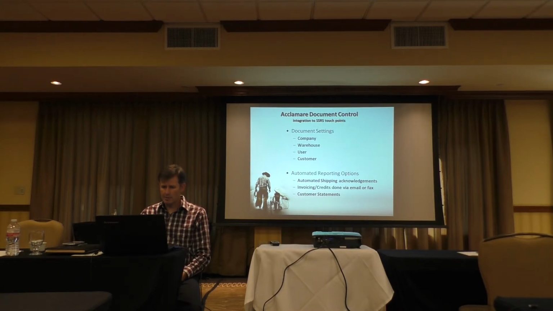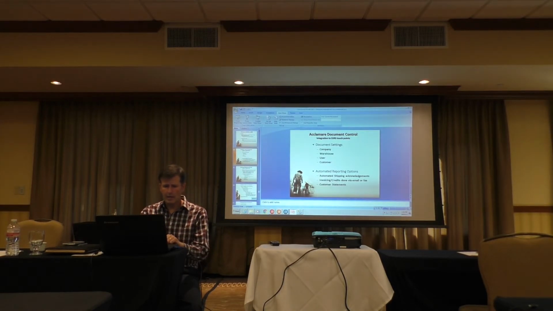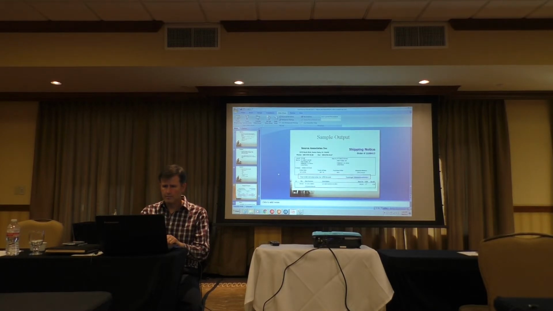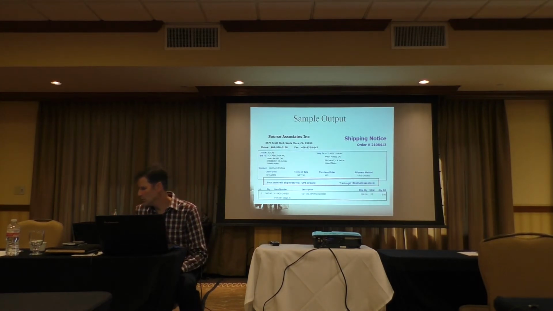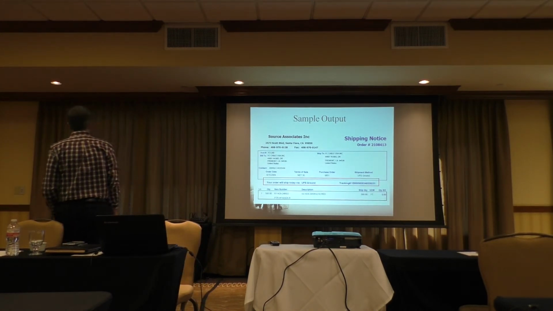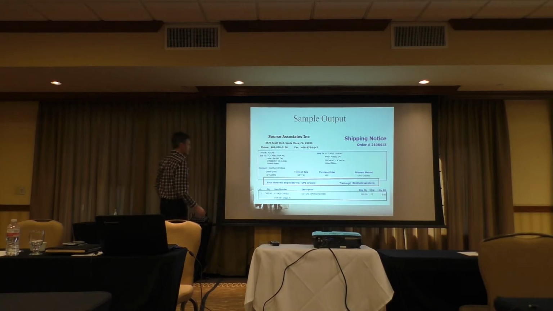Automated reporting options. Let's talk about some things I've already hit on: invoices and credits by email or fax, print, customer statements exactly the same way, purchase orders, vendor side stuff, all the same way. Automated shipping acknowledgments. I think we've got an example of one from Source here. Let's pull one up so you can see. Again, it's completely customizable, but this would automatically go out to your customer.